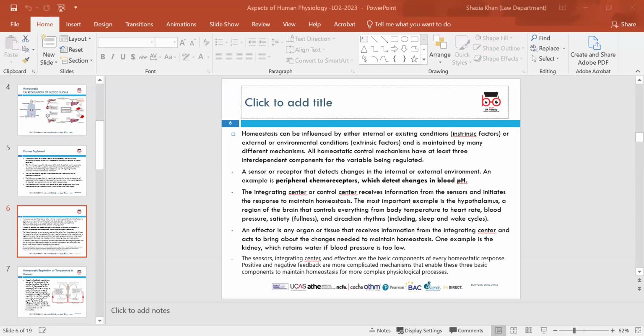A sensor or receptor detects changes in the internal or external environment, as we've just mentioned. Another example is peripheral chemoreceptors, which detect changes in blood pH.